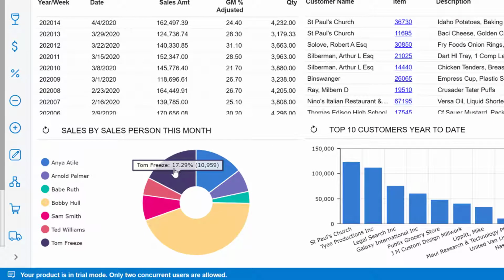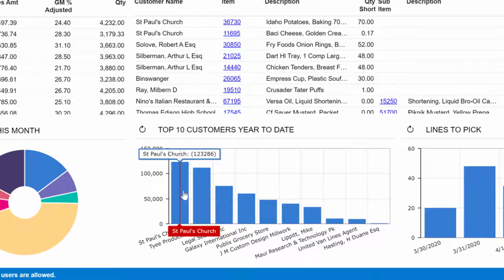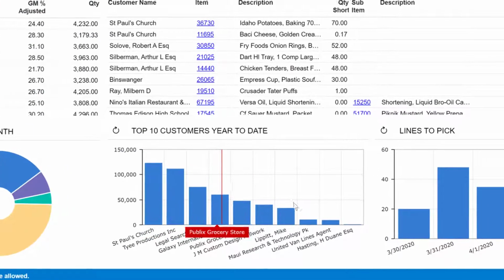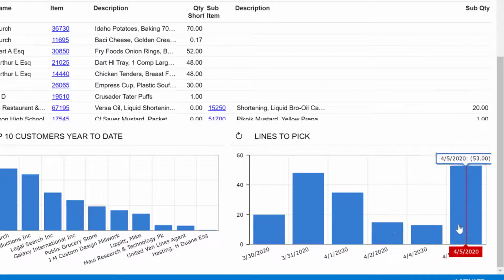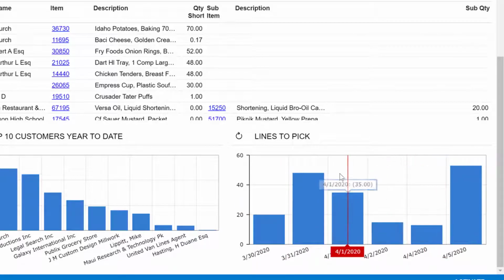This is about salespeople. So it's looking at their sales by the month. So in this case, Bobby Hull had 44% of all sales at 28,000. And then this graph is showing top 10 customers based on revenue. And then now we're looking at some warehouse information, which is how many lines were picked day by day. So see how much resource we're using in the warehouse.